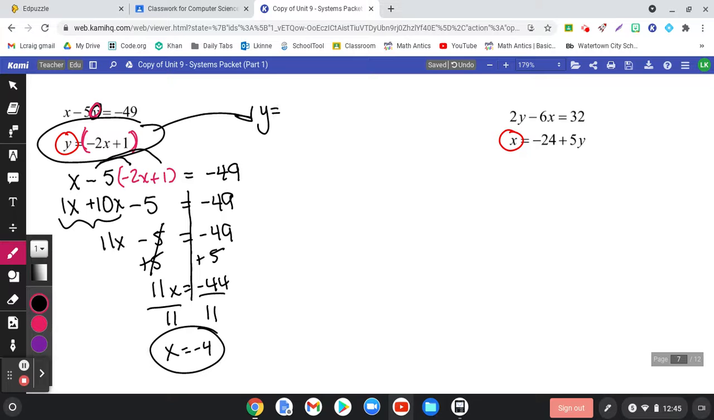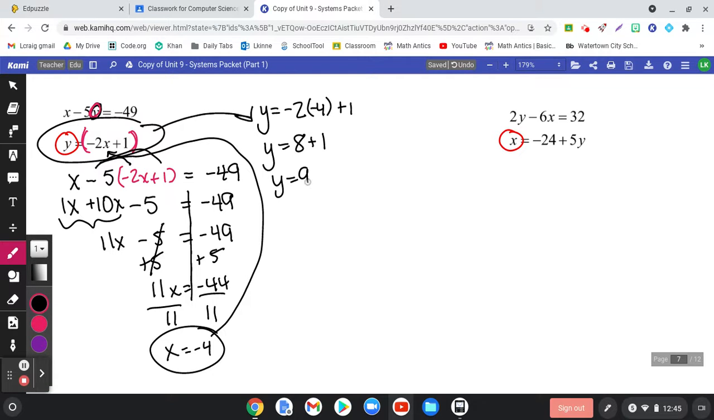So y equals negative 2 times negative 4 plus 1. So we just took and replaced the x. We substituted in, just like we substituted the expression in to begin. So y equals 8 plus 1, which is 9. So again, if we were going to graph that, those two lines would cross at the point negative 4, 9. All right, last one.